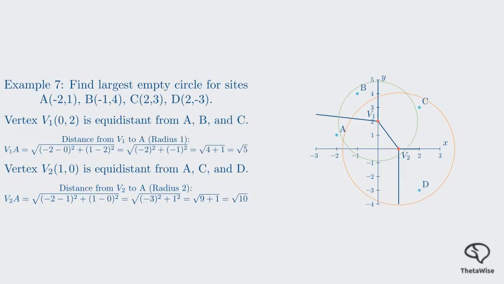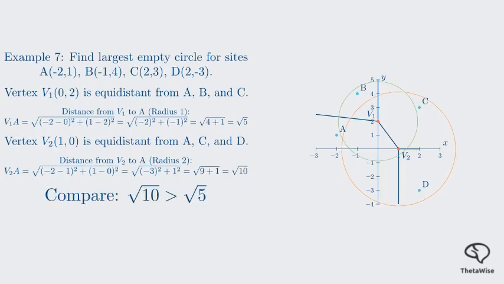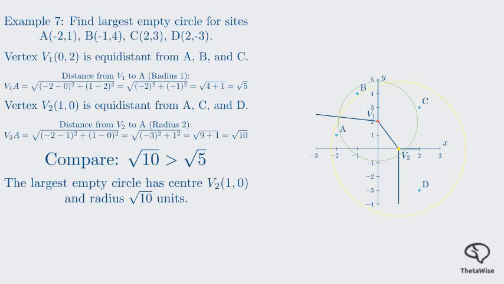We compare the two radii we found. Since the square root of 10 is greater than the square root of 5, the circle centered at V2 is the largest. Therefore, the largest empty circle has its center at the Voronoi vertex V2 and a radius of the square root of 10 units. To summarize, to find the largest empty circle, you must find all the vertices of the Voronoi diagram. Then calculate the distance from each vertex to its equidistant sites, as this distance is the radius. The vertex that yields the largest radius is your answer.